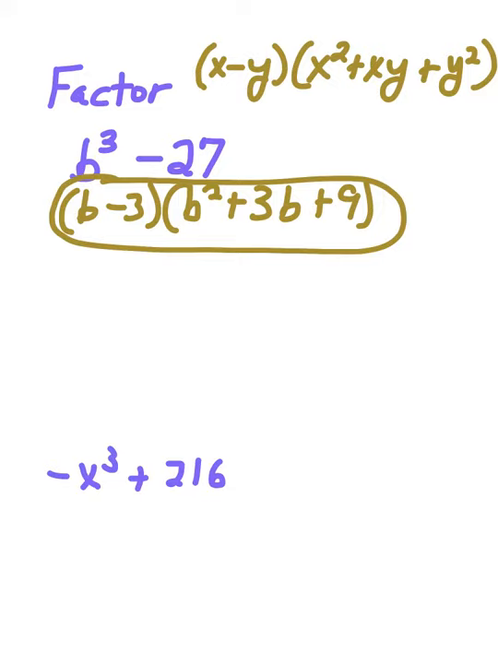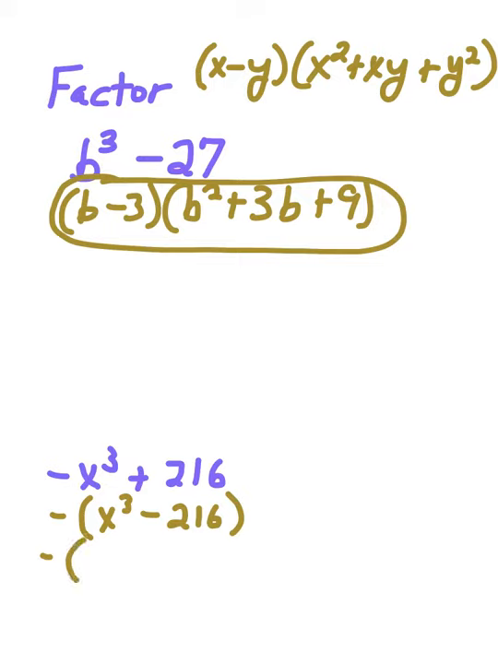Now looking down below here, I think what I'm going to do on this one is I'm going to factor out the negative first. You don't have to do that, but that's what I'm going to recommend. And we'll make it the difference of two cubes. And so I'm going to leave that negative as a factor.